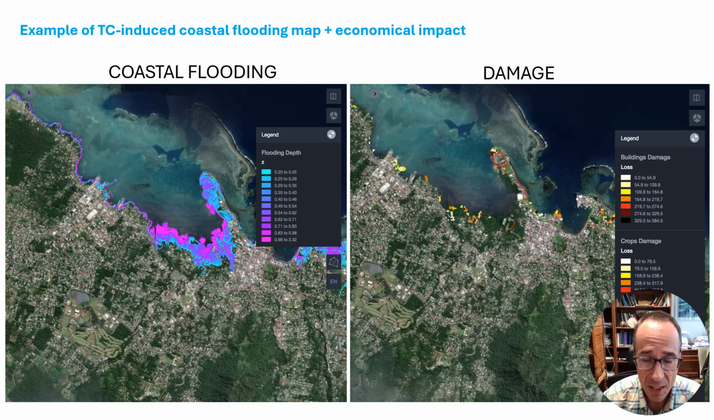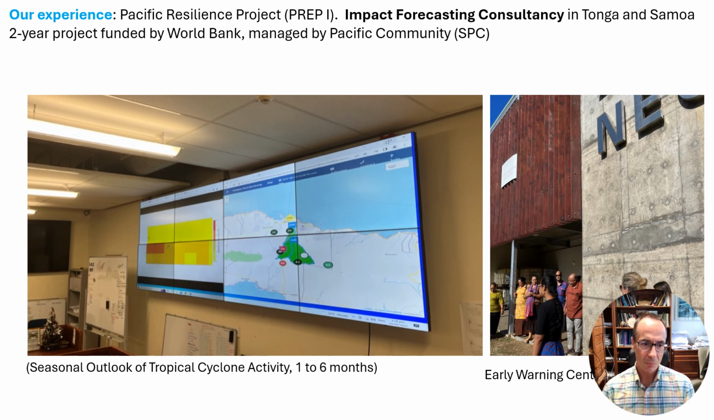This is another snapshot of another example, and this is Apia, the capital of Samoa, in which on the left-hand side you see the coastal flooding map, and on the right-hand side you see the damages. The system that we developed here was an easy-to-use GIS system allowing zooming in on particular areas.